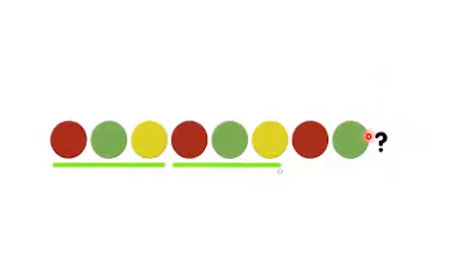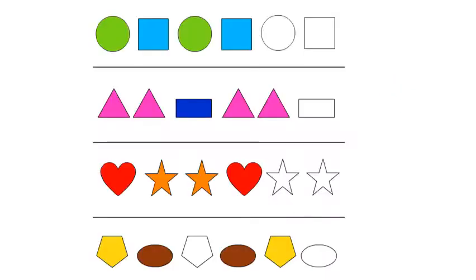When we're looking at patterns, it can be really helpful if we say out loud the pattern as we're reading it, okay? So if you say to yourself, red, green, yellow, red, green, yellow, red, green, you're just going to say yellow right away. You don't even have to think about it. What about here? And these ones we would have green, blue, green, blue, pink, pink, blue, pink, pink, blue, all the way along. Then we've got heart, star, star, heart, star, star, or yellow, brown, yellow, brown, or pentagon, oval, pentagon, oval.